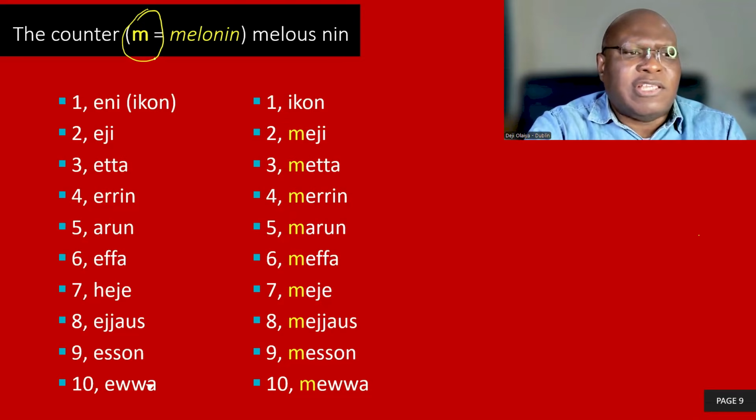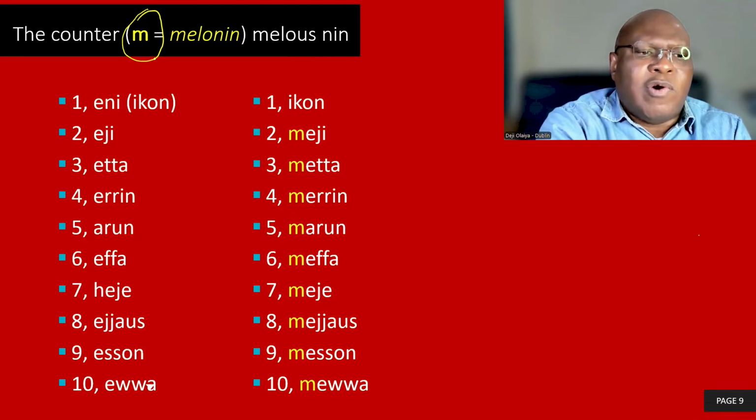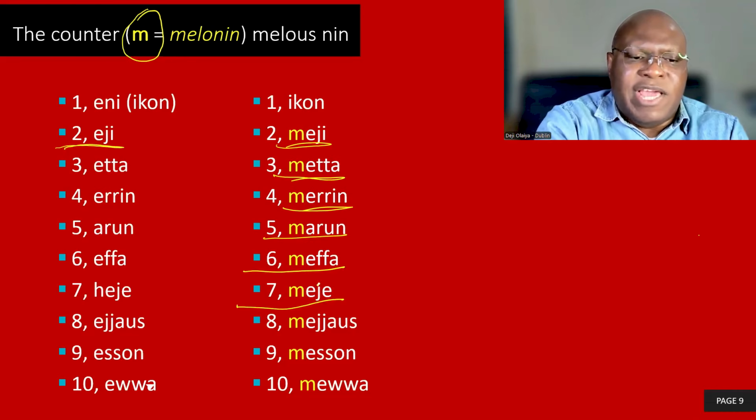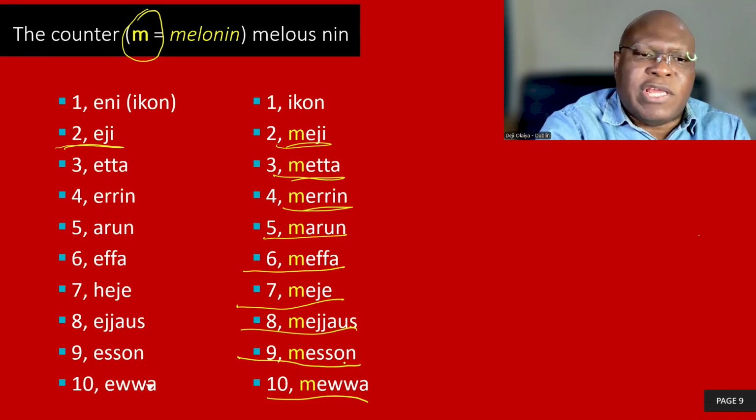That is the way it is used. You use the melanin. So if you want to say something is 2, you don't say èjì ni, you say méjì ni. If it's 3, you say mẹ́ta. If it's 4, you say mẹ́rin. If it's 5, you say márùn. If it's 6, you say mẹ́fà. 7, you say méje. 8, mẹ́jọ. 9, mẹ́sàn-án. 10, mẹ́wàá.